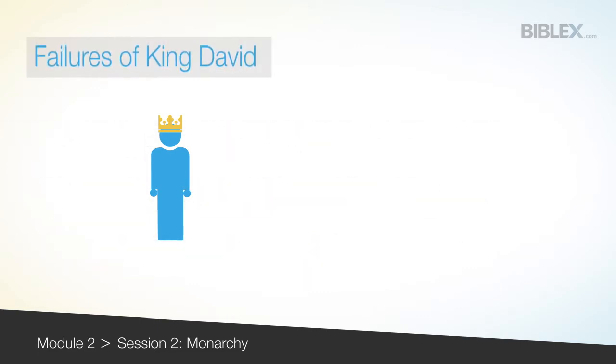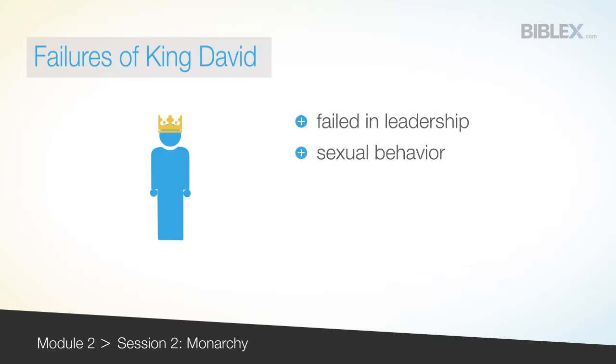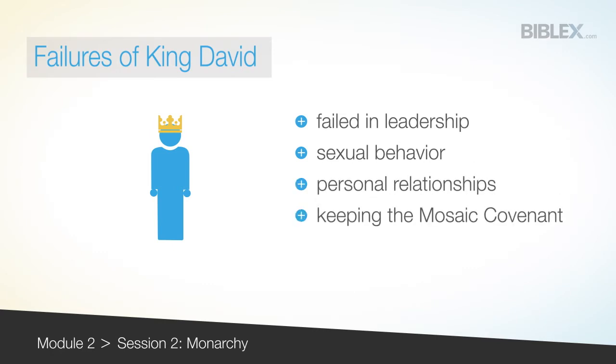The book of 1 Samuel tells us of the failures of King David, a king out of control. But the story is not just about the sexual sin of David. Samuel tells us that the king failed in leadership, in sexual behavior, in personal relationships, in keeping the Mosaic covenant, and in spiritual awareness. David's adultery with Bathsheba was only part of the king's failure.